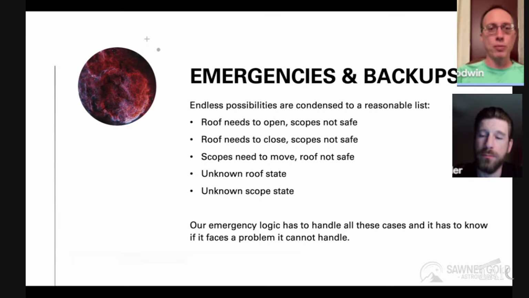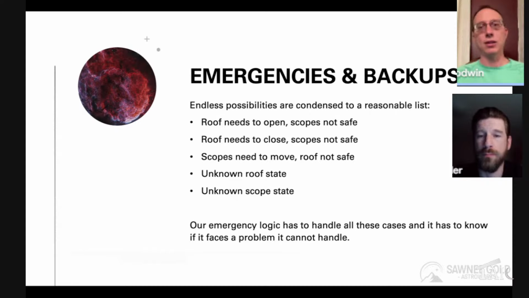An even worse problem is when the roof needs to close, but the scopes aren't safe. They didn't park when you told them to. Maybe the scopes aren't responding, or maybe they don't have power. There are so many different things. Or the scopes need to move, but the roof isn't safe. For example, maybe the roof got stuck opening or stuck closing. Maybe we don't know where the roof is because all of the sensors are malfunctioning, or we don't know where the scopes are because all of their sensors are malfunctioning.